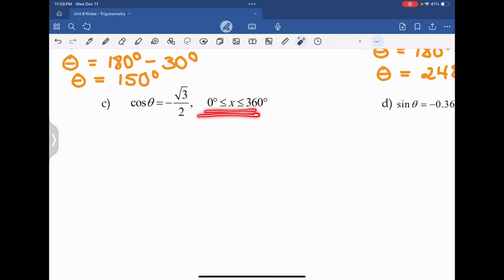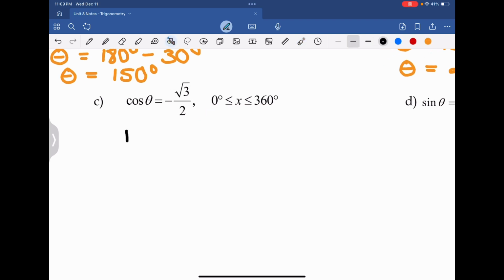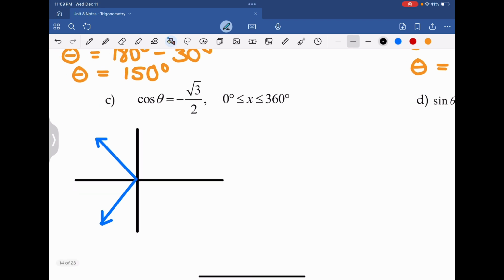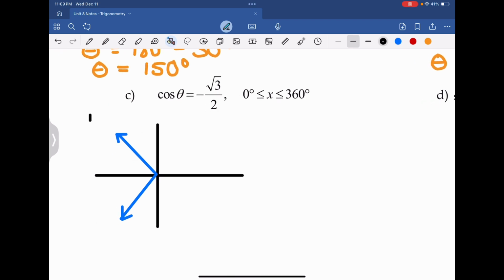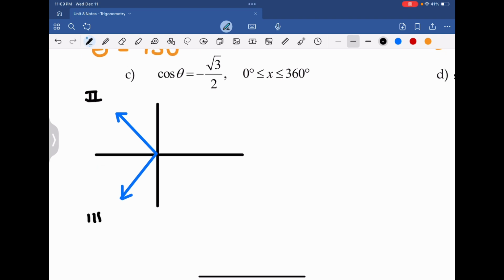But here's how we're going to solve this. On a domain of 0 to 360 degrees, aka a full circle, if I draw out my Cartesian plane, so I'm going to draw out my x and y, cos is negative in which quadrants? It's negative in quadrant 2, and it's also negative in quadrant 3. Because in quadrant 1, they're all equal to a positive value. In quadrant number 4, cos is positive, so we want it where cos is negative, which is in quadrant 2 and quadrant 3.